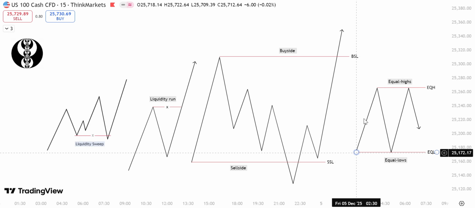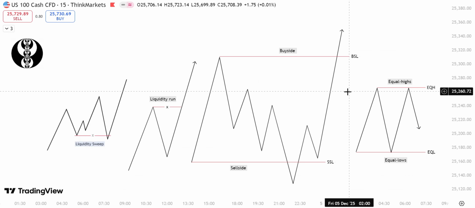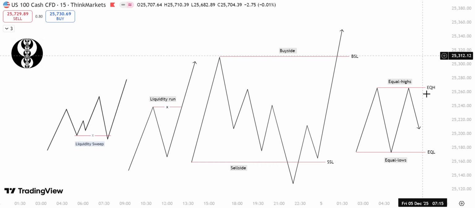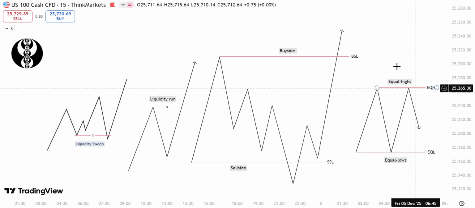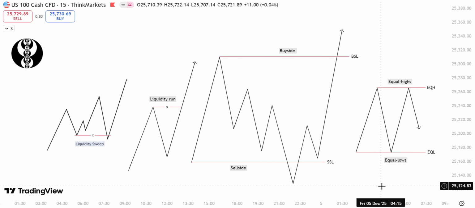As you can see from this example, you got this equal low, and then price didn't sweep it because it went higher, and did not sweep this equal high either. So it's going to be accumulating. This can serve as our indicator towards identifying our accumulation phase on the Power 3.